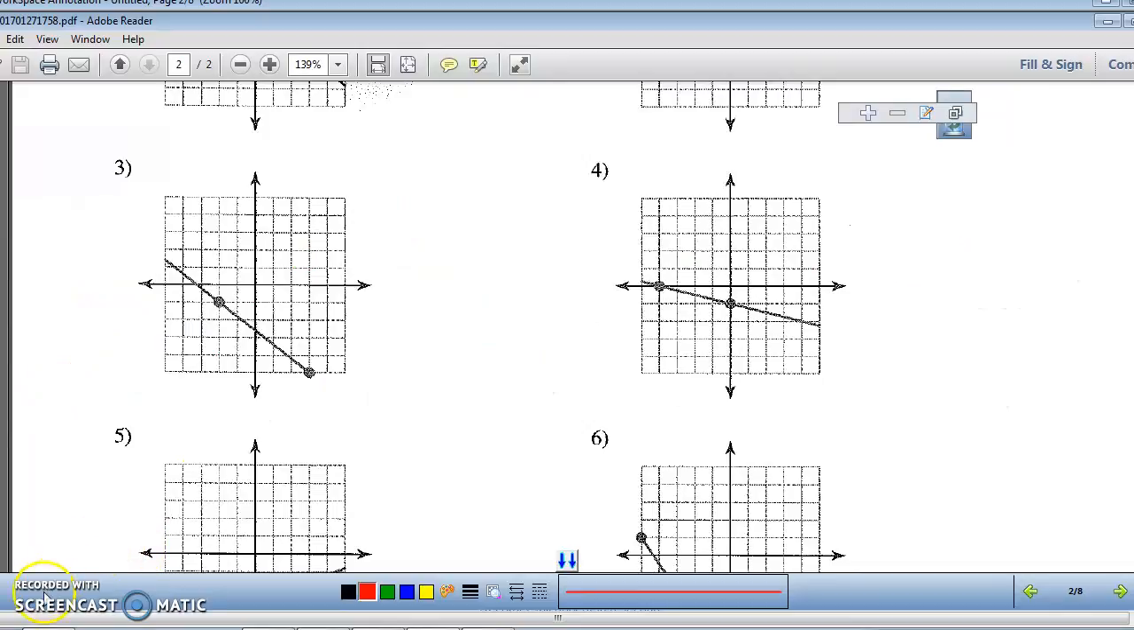Okay, going ahead and going with number 4. It's going downward, so it's going to be negative. Rise over run, so start down here. It's going up 1 time.